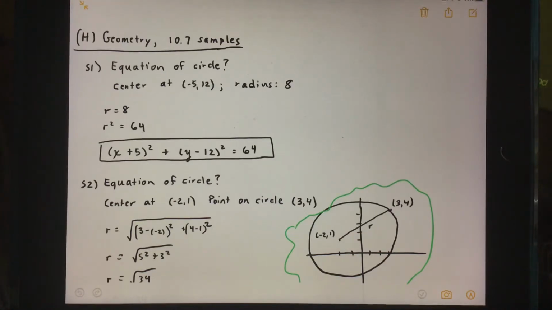So for our first sample, we're going to look at writing the equation of a circle with a center at (-5, 12) and a radius of 8. If we recall, the equation of a circle will be (x minus h) quantity squared plus (y minus k) quantity squared equals our radius squared. And we'll need to fill in our h, our k, and our r.